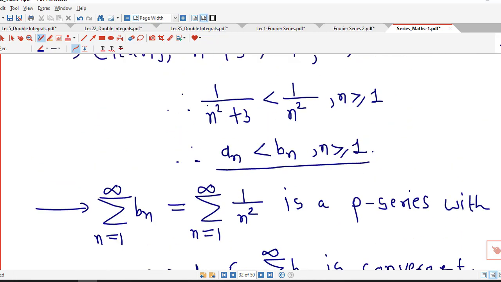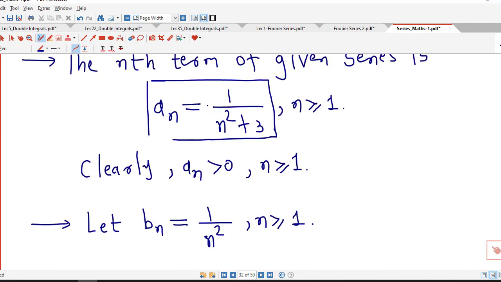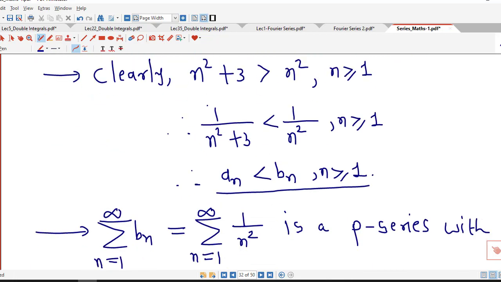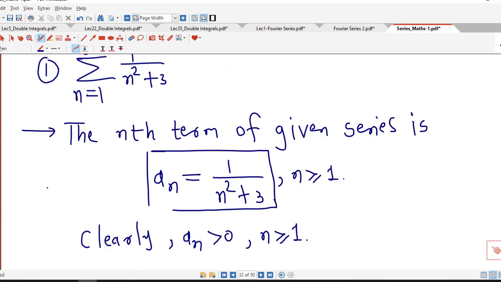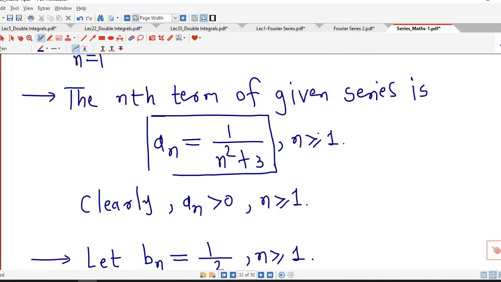So here this is simple application of direct comparison test. We are able to determine another series, such that an is less than bn for all n greater than or equal to 1, and our selected series is convergent, and given series is smaller than selected series, and this series is convergent, therefore this series is also convergent. We consider next series, sigma 7 over 7n minus 2.